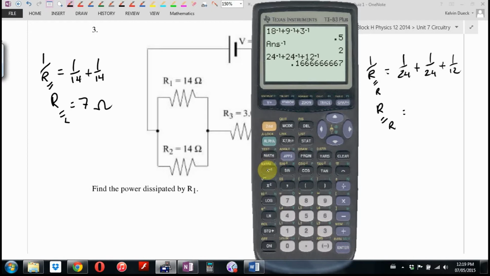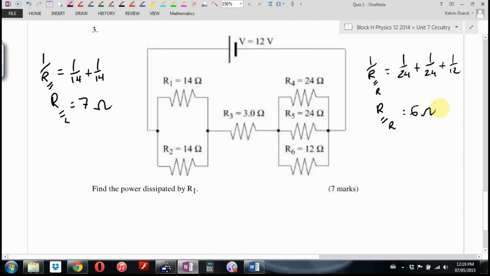Let's find out. 6? Are you kidding me? It's 1 over 24 and 1 over 24 and 2 over 24. It's 4 over 24. 24 over... Wow, did I do bad math in my head? Yeah, it's 6 ohms. I'm embarrassed.